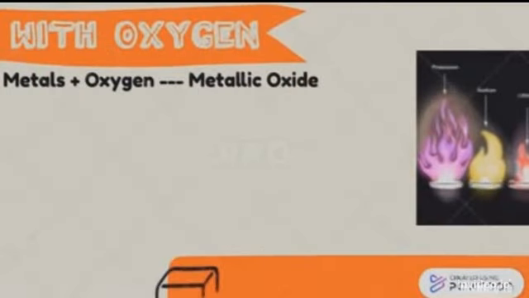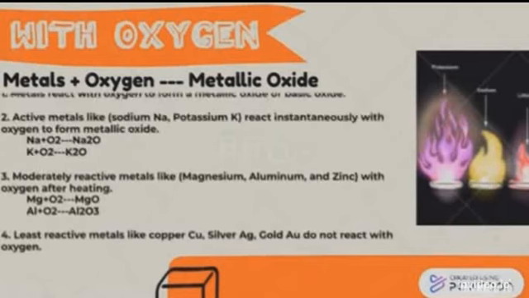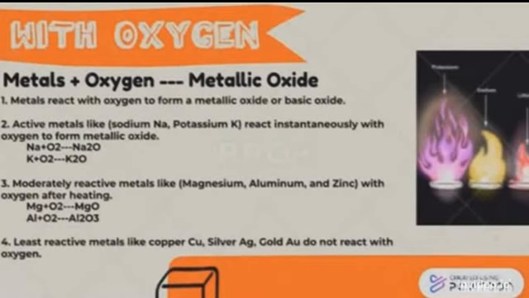Metals plus oxygen gives metallic oxide which is basic in nature. Active metals like sodium and potassium react instantaneously with oxygen, whereas moderately reactive metals like magnesium, aluminium, zinc, tin and lead react with oxygen only after heating. The least reactive metals such as silver, gold and platinum don't react with oxygen at all.